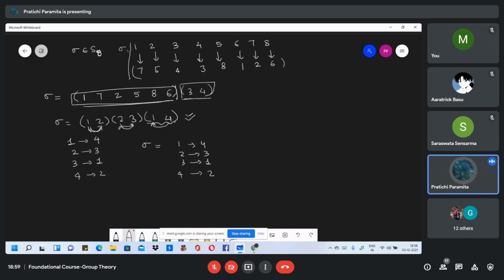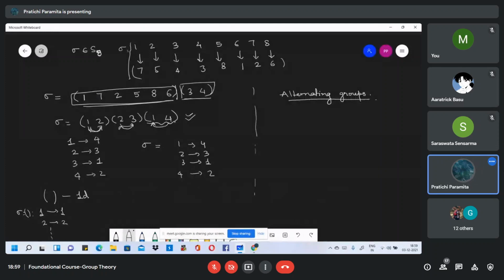Now we move to something called alternating groups. Also, someone had asked, what is this empty bracket indicating? This is nothing but the identity. So if sigma is this, then it is taking 1 to 1, 2 to 2, and so on.